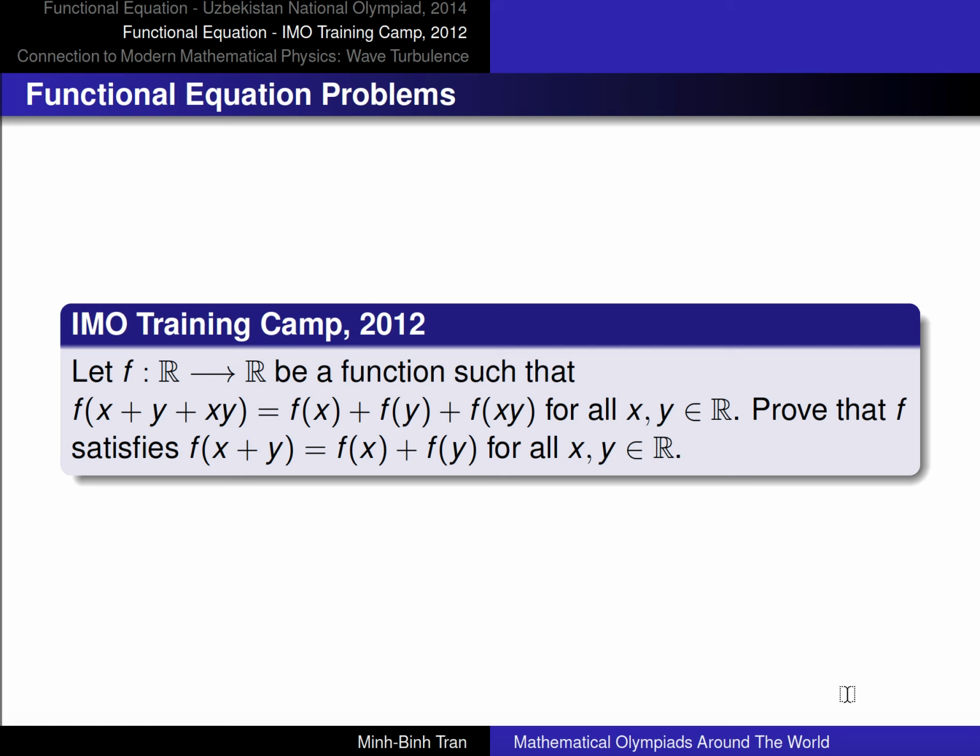The second problem that I want to discuss is this problem. Suppose that f is a function from the real line to the real line. Suppose that f of x plus y plus xy is f of x plus f of y plus f of xy. You're gonna have to prove that f of x plus y is f of x plus f of y.